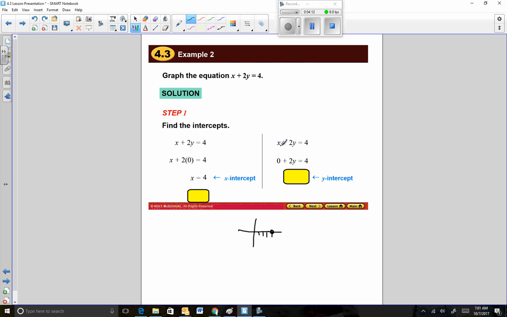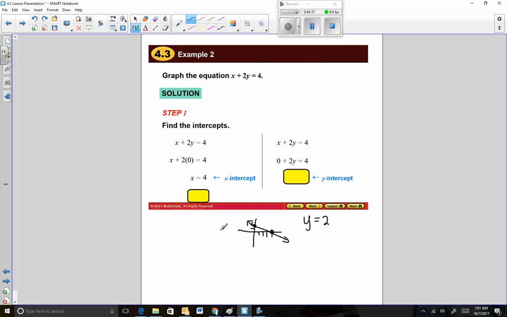Now, if you put a 0 in for your x, you get 2y = 4, so your y-intercept is going to have to be y = 2. So at 1, 2, it's going to cross right here on the y-axis. Then you're going to draw a line that goes right through there. It allows you to draw your line because you have 2 points.